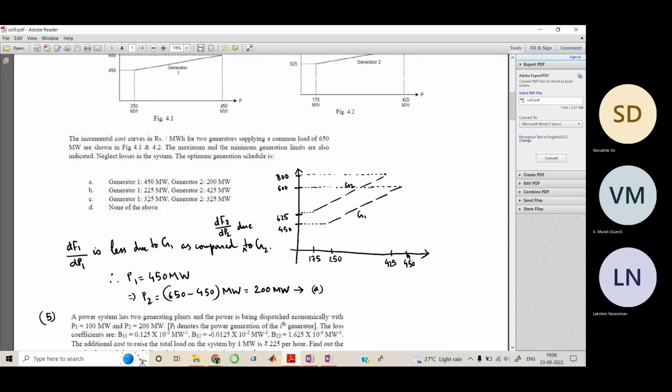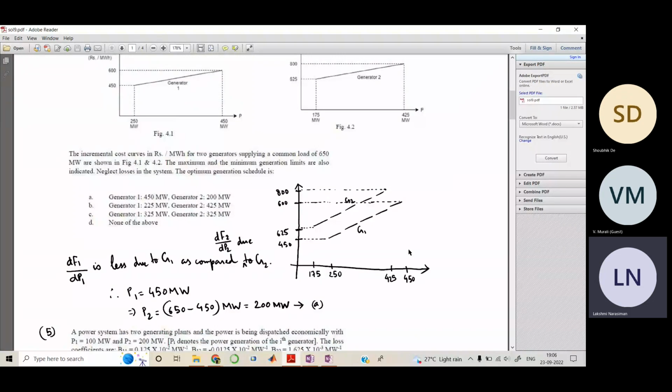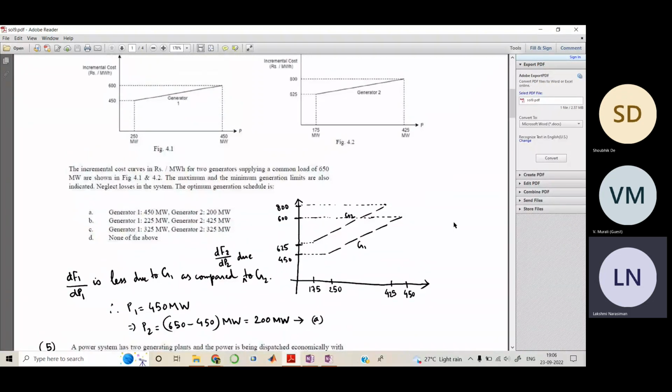I have a question here. Actually, we have the x and y coordinates, right? Why can't we find the equation of the line, and from that determine dc1/dp1 and dc2/dp2? From that equation we can find the slope, and then equate both and find the value, because the coordinates are given. So why can't we derive the equation from the coordinates?